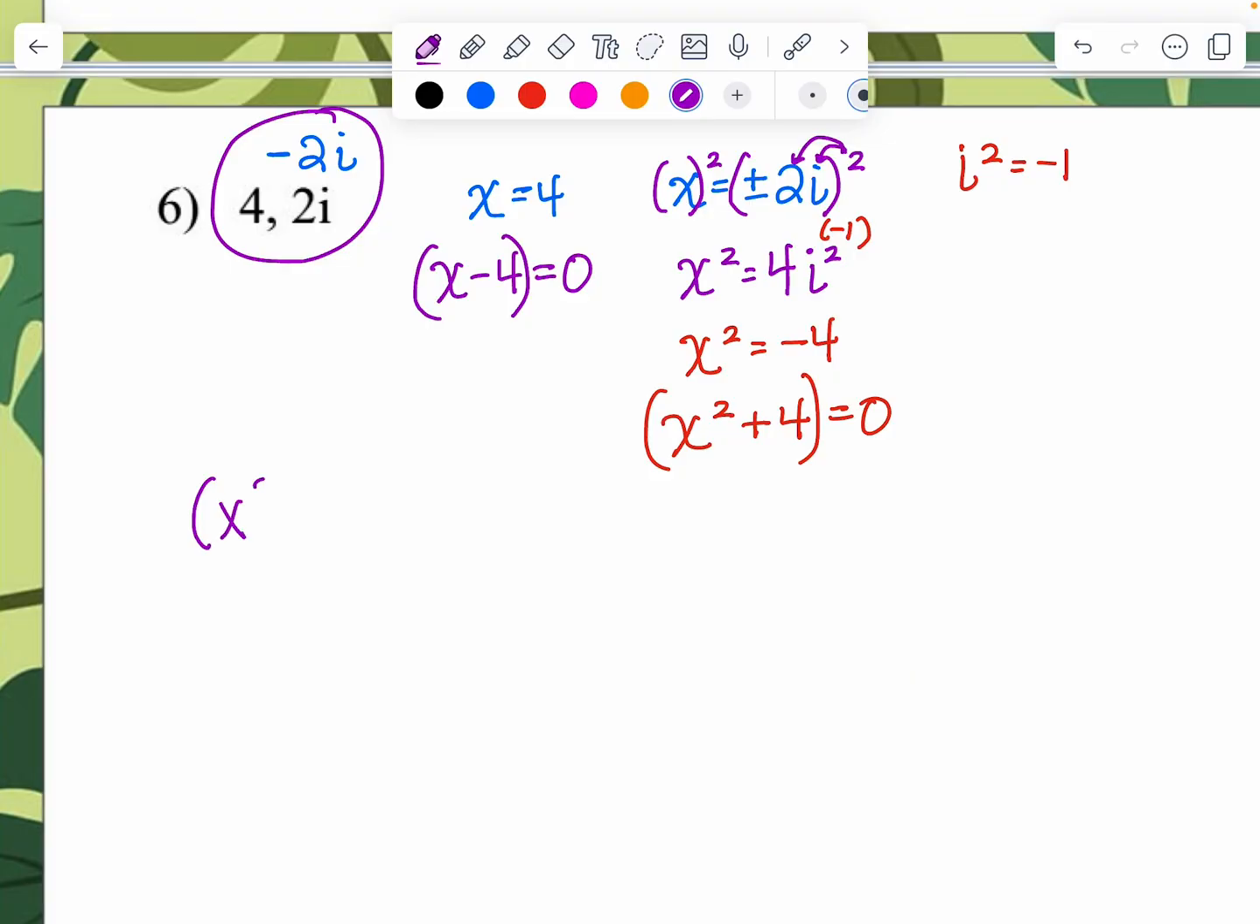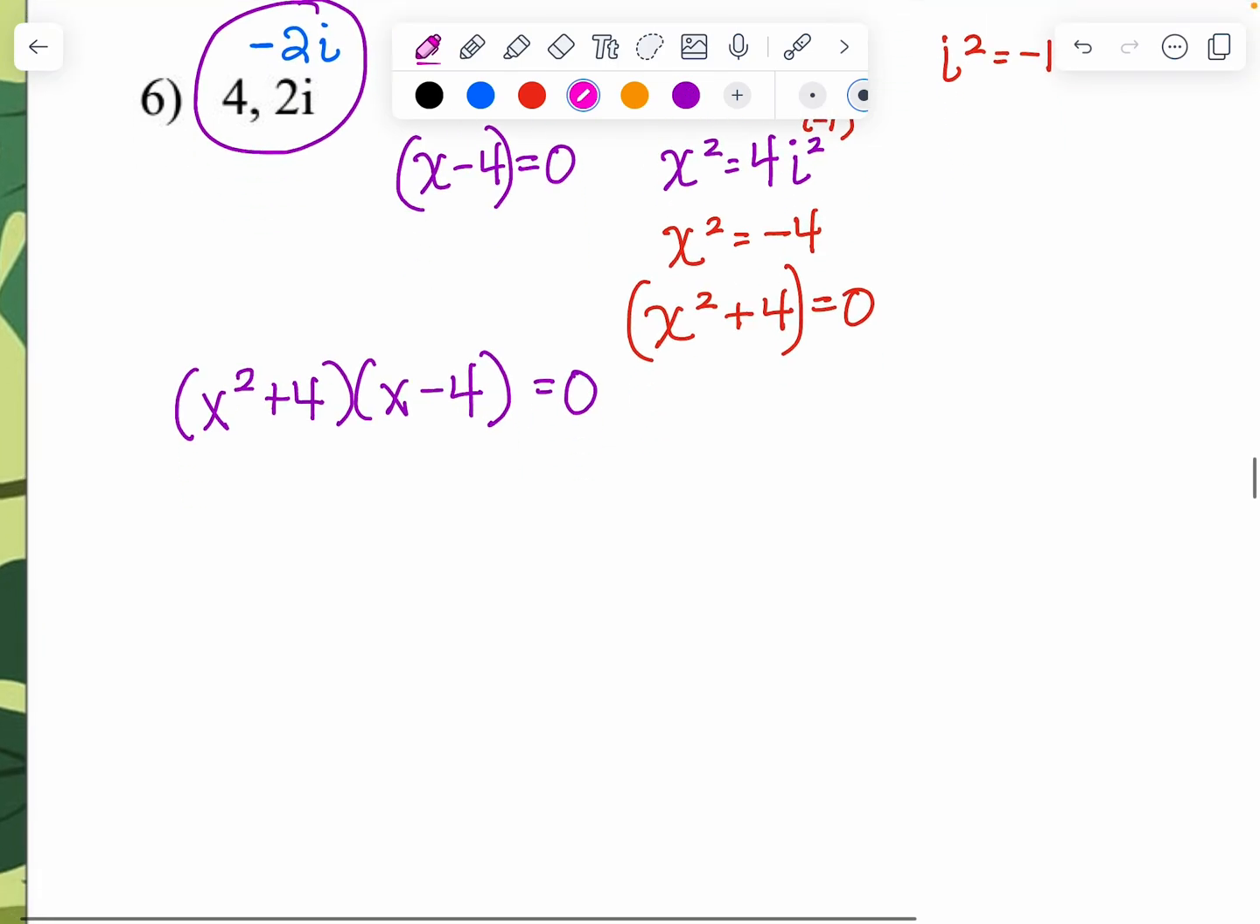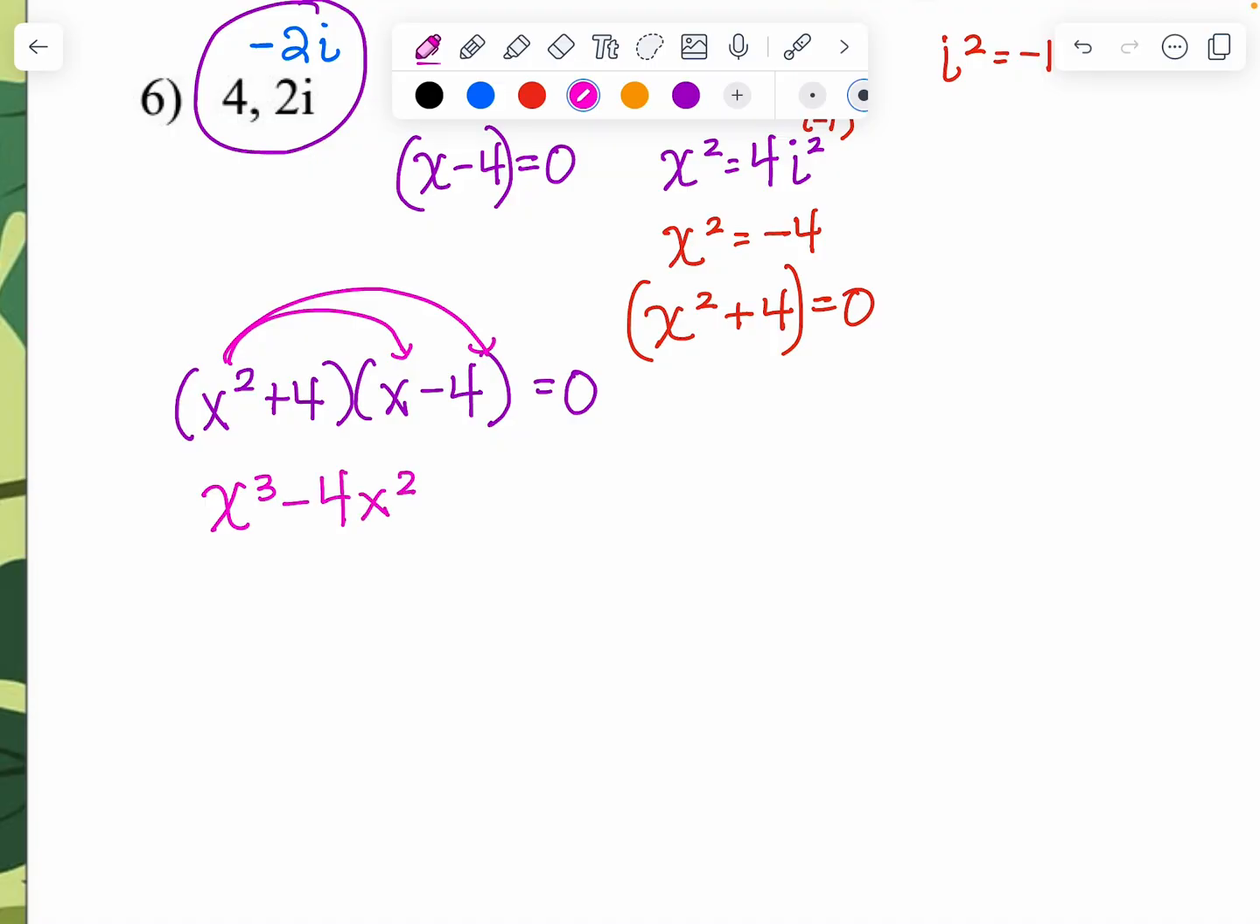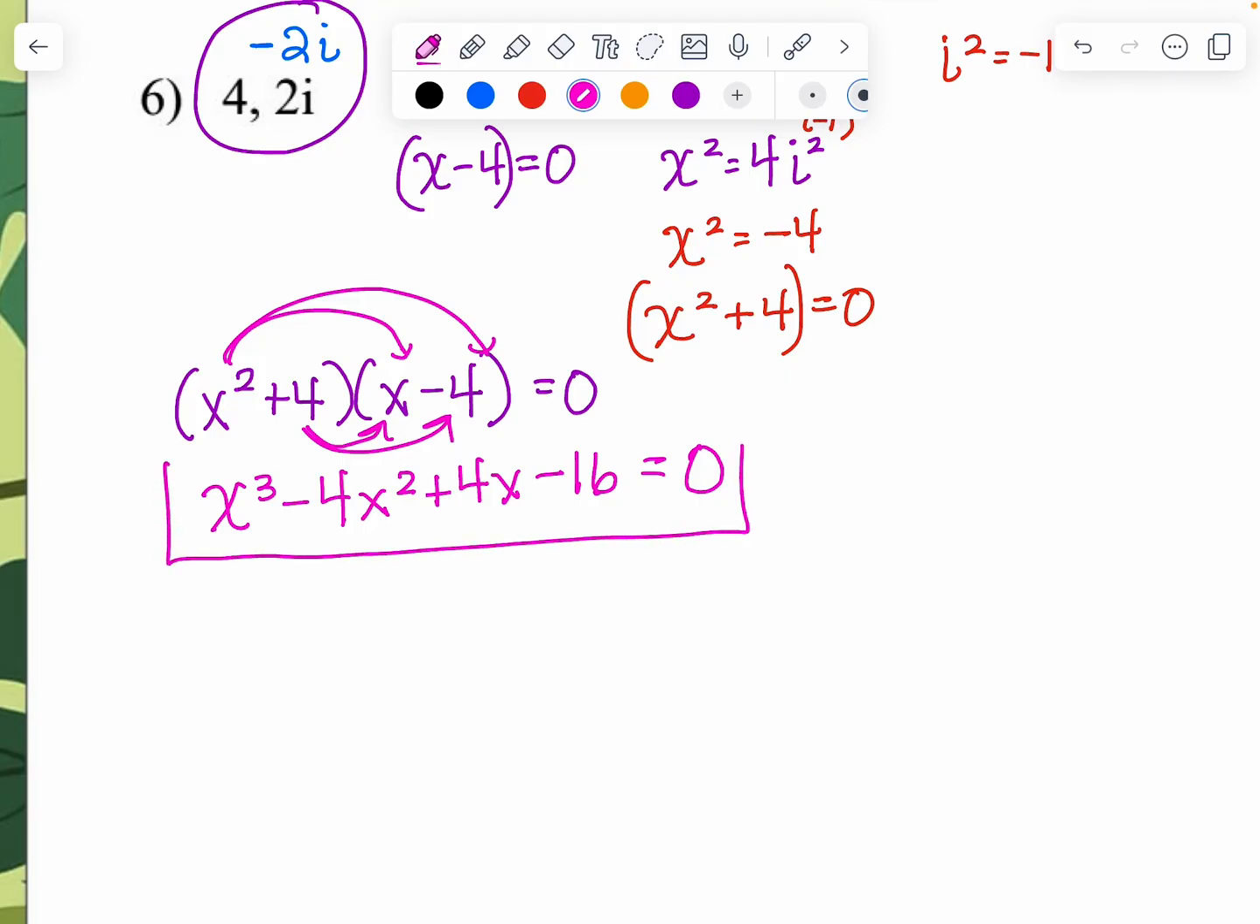I'm going to put the x squared plus 4 up front times x minus 4, my second factor, equals 0. I'm going to go ahead and multiply those two binomials and see what I get. X squared times x is x cubed. X squared times negative 4 is negative 4x squared. 4 times x is plus 4x. And 4 times negative 4 is minus 16. And all of that is equal to 0. There's nothing to combine. It's a 4-term polynomial. And it is a cubic, which tells me that I have 3 solutions.